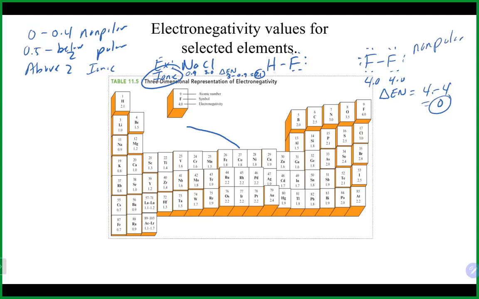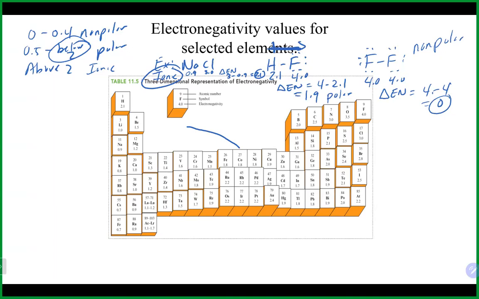And lastly, if we look at hydrogen, which is 2.1, and we look at fluorine, which is 4, the difference in electronegativity would be 4 minus 2.1, going to give us a 1.9. So 1.9 is pretty up there, yes. So that's going to give us a polar bond. And again, if we drew the arrow, it would point towards the fluorine in this case.